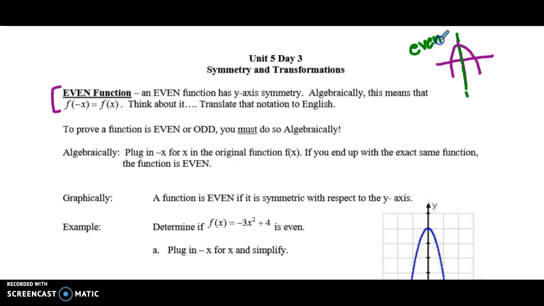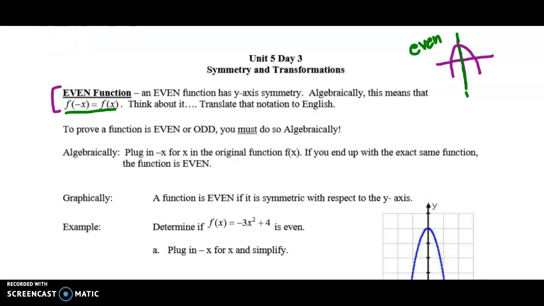Now, not every single time do we want to graph it and fold it along the y-axis to see if it has even symmetry. So there's a way to do this algebraically. Algebraically, this means that f of negative x equals f of x. And you might be thinking, what exactly does that mean? Let's think about this for a second.